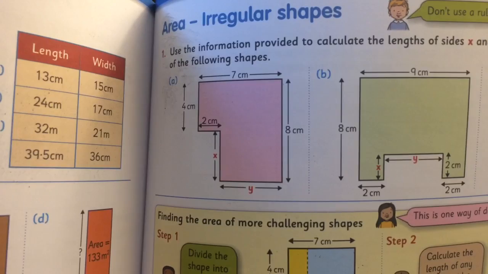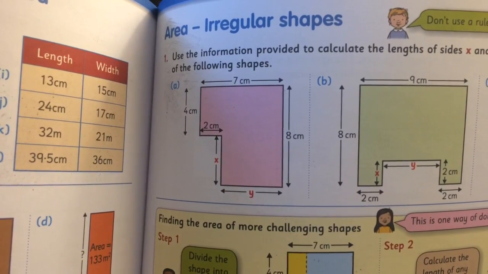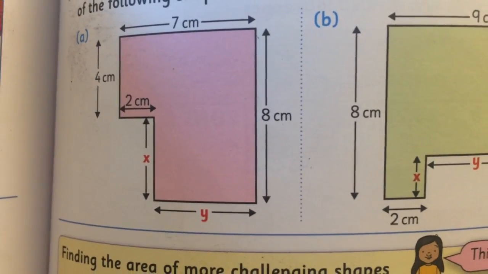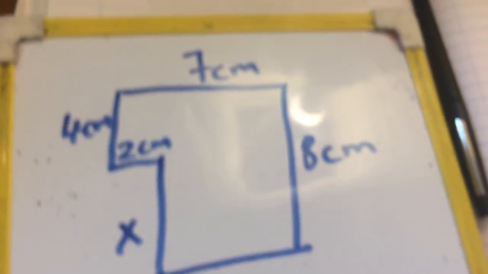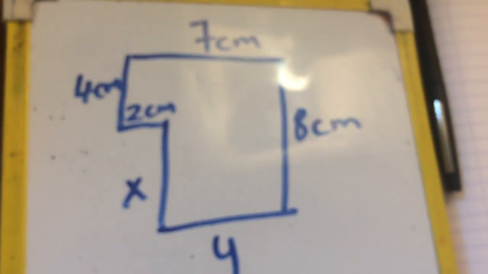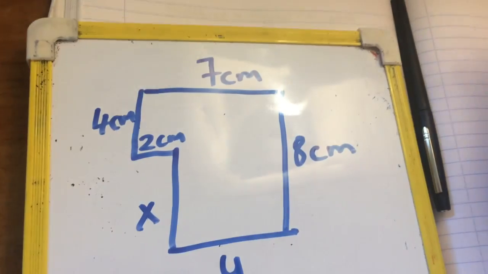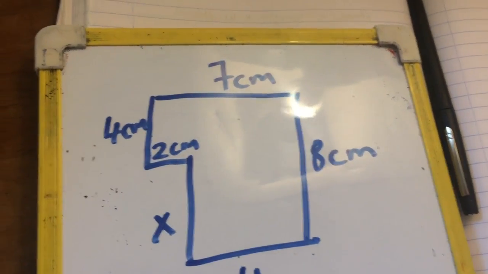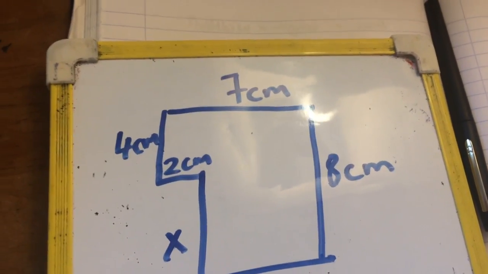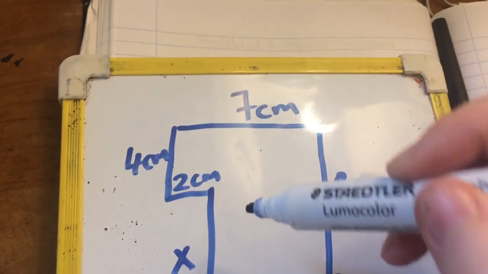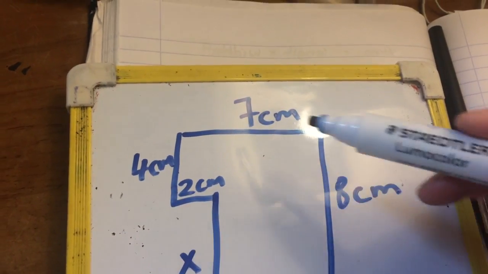They have given us some measurements, but they have left two of them out, X and Y. Okay, so yeah, that's fine. And so I've just drawn it down here on my little whiteboard, right? And what I'm going to do is help you to try and work this out. Now what you do really is you try and make two different shapes. Well, you don't need to, yeah, you do. You're not finding the area, you're just finding X and Y.